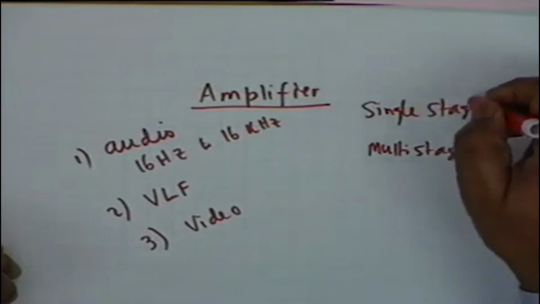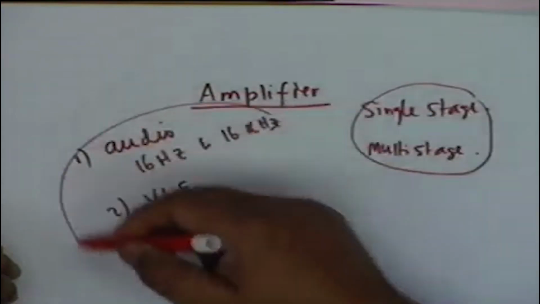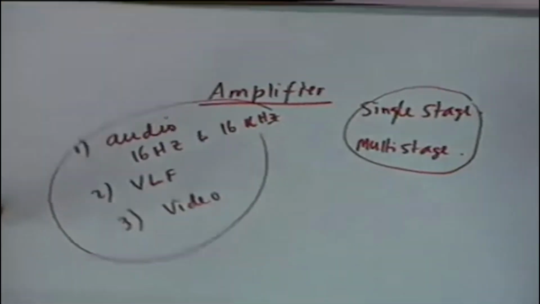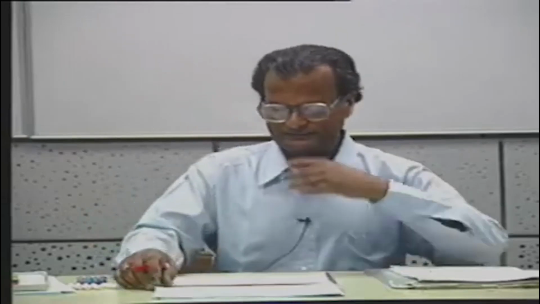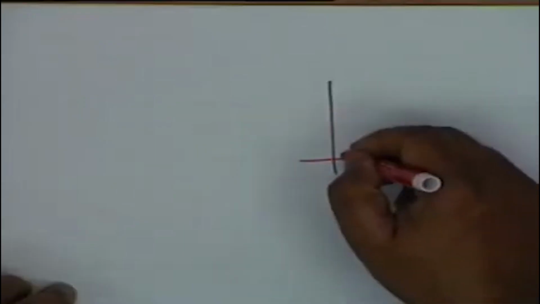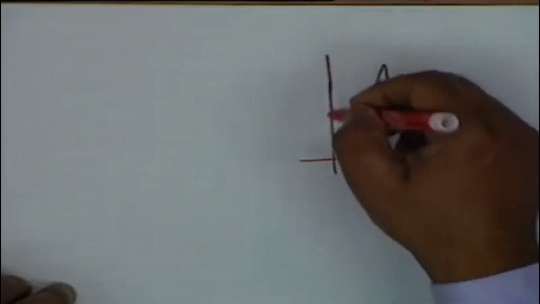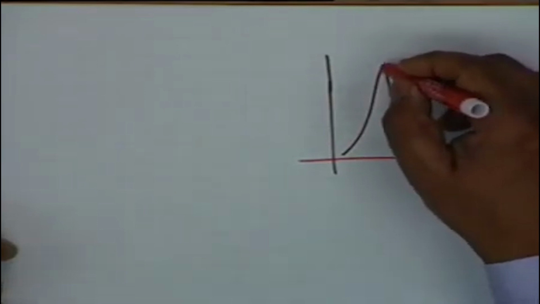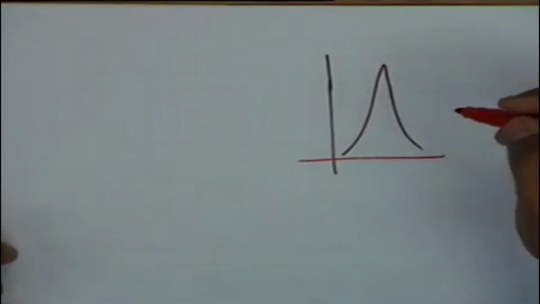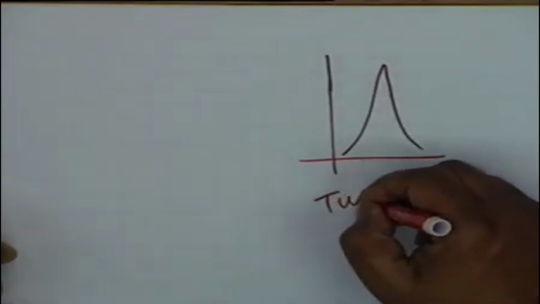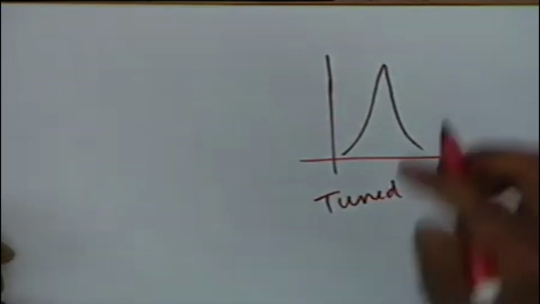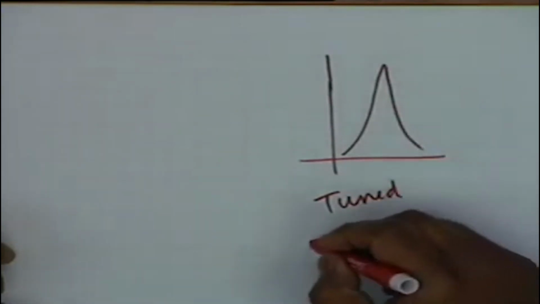So you can classify amplifiers on the basis of number of stages, on the basis of the frequency range, then on the basis of the bandwidth. You might require an amplifier as you do in the case of a radio receiver or a TV receiver, so that only a narrow band of frequencies are required around the center frequency. Well, then such an amplifier is called a tuned amplifier, a tuned or narrow band amplifier.